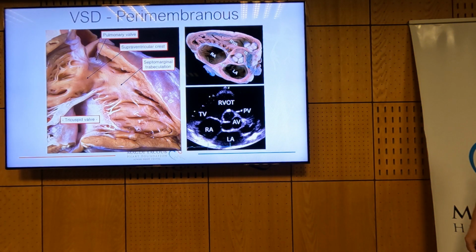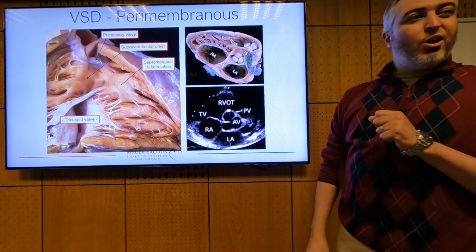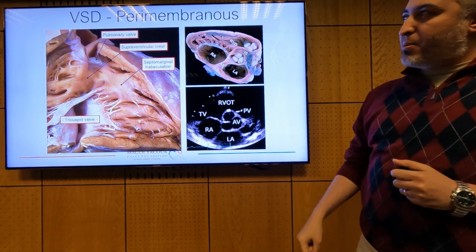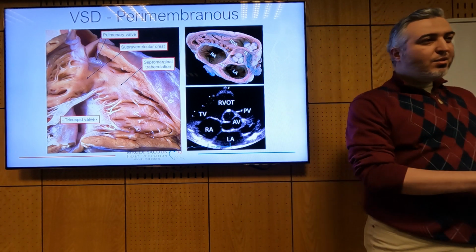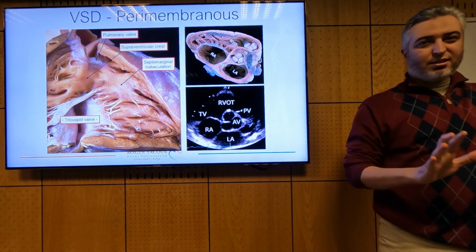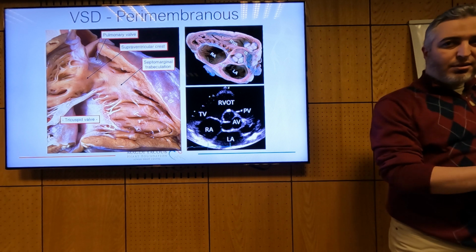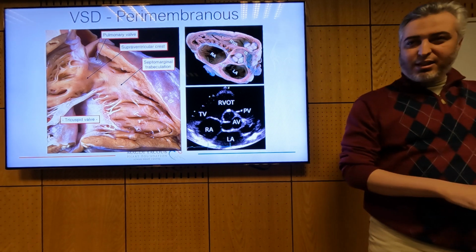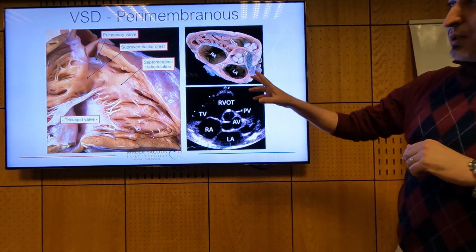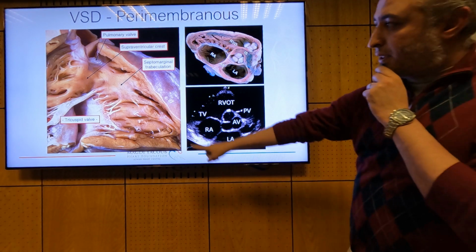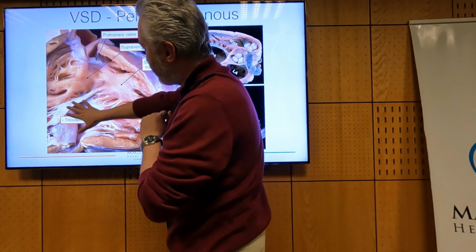Let's try to guess the places of the VSDs. So what is a perimembranous VSD? That's the VSD where part of the edge of the defect is tricuspid annulus and aortic annulus. Okay. Where is the aortic annulus here? Here. So this is the tricuspid valve.